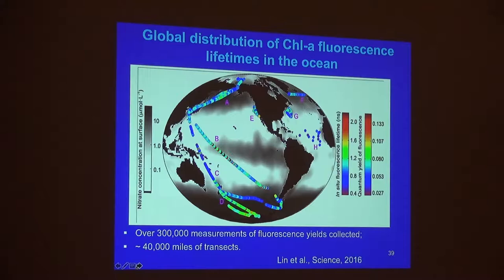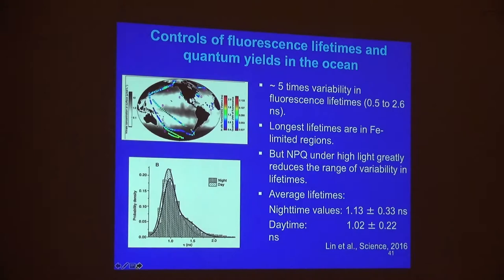And we can map that, and compare it to what satellites see, and that's what we did in Science a few years ago with Hanje Lin. And it turns out that the average lifetimes are on the order of about 1 nanosecond. So 1 divided by 15, that's the natural lifetime. 1 divided by 15 is about 7%, right?